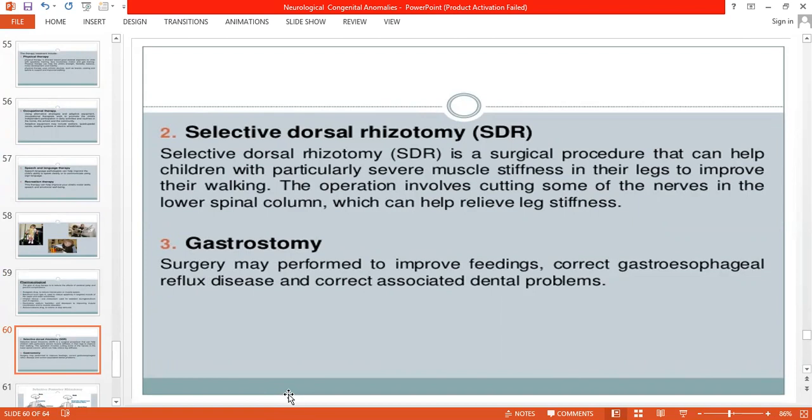I will describe this one in detail because it belongs to neurosurgery, so we will describe a little bit what we do in this case. Surgery, gastrostomy may be performed to improve feeding, correct gastroesophageal reflux disease, and correct esophageal problems. The SDR, selective dorsal rhizotomy, is a surgical procedure that can help children with particularly severe muscle stiffness in their legs to improve their walking. The operation involves cutting some of the nerves in the lower spinal column, which can help relieve leg stiffness.